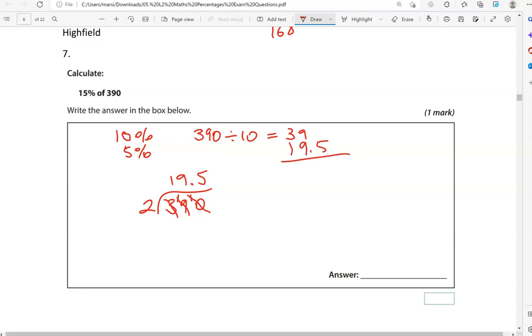Adding these two together, we get 5, 9 and 9 is 18. So 8 down, 1 carried over, 3 and 1 is 4, and the 1 is 5. So 58.5. That is what 15% of 390 is equal to.